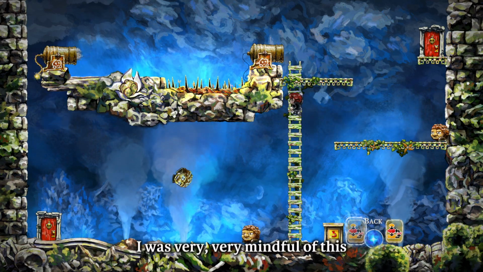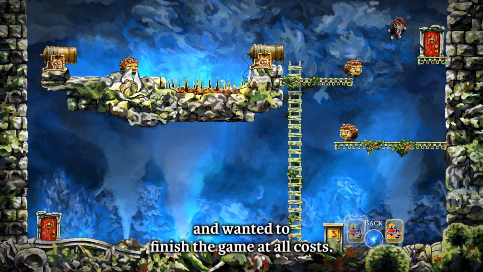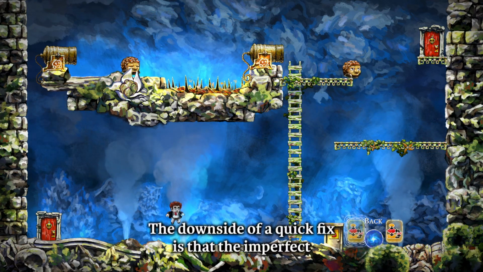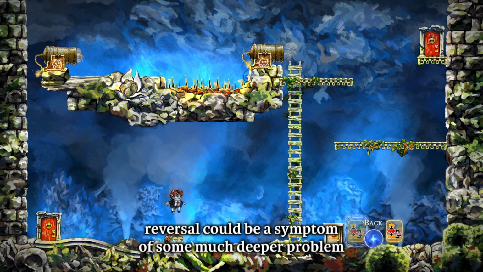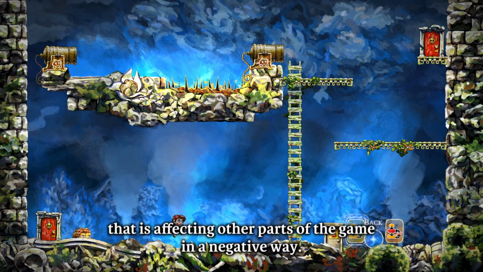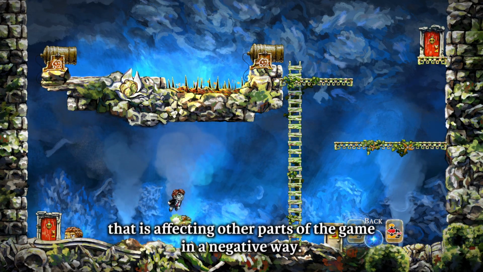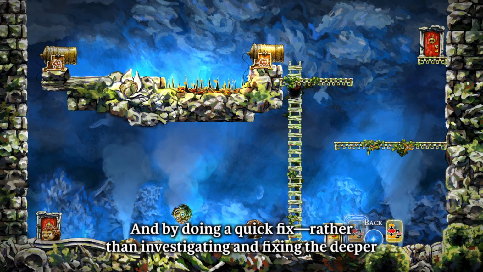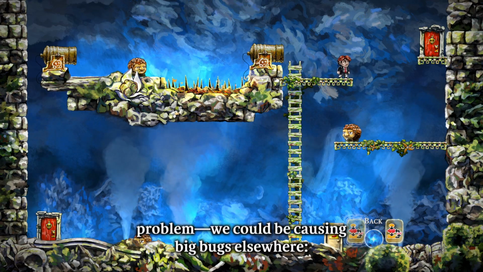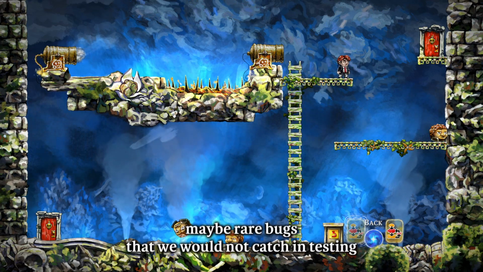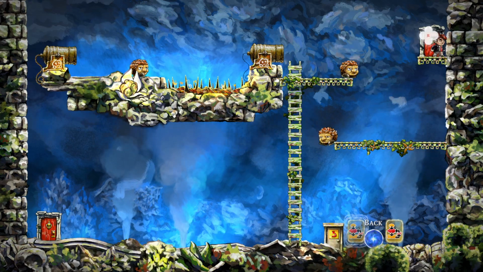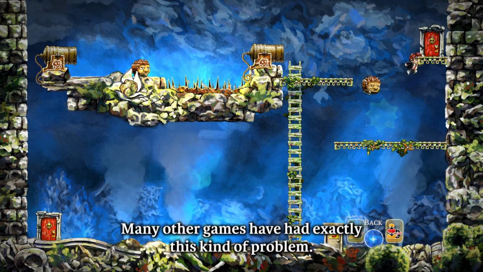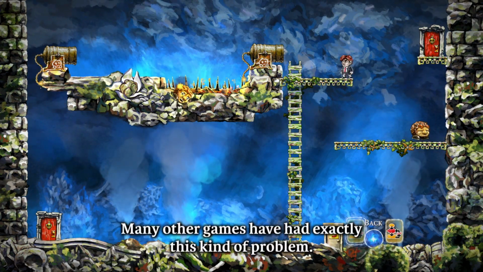I was very, very mindful of this and wanted to finish the game at all costs. The downside of a quick fix is that the imperfect reversal could be a symptom of some much deeper problem that is affecting other parts of the game in a negative way. And by doing a quick fix, rather than investigating and fixing the deeper problem, we could be causing big bugs elsewhere. Maybe rare bugs that we would not catch in testing, but that would cause bad experiences for a significant number of players. Many other games have had exactly this kind of problem.